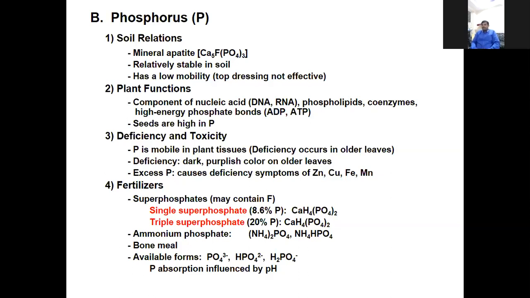Toxicity of certain elements causes deficiency of specific elements. This is called the antagonistic effect, which can be very well seen in phosphorus. So to correct the deficiency of phosphorus, we need to add certain fertilizers. You may know single superphosphate, double superphosphate, and triple superphosphate, which supply 16, 32, and 48% of P2O5. Then ammonium phosphate can be used as a phosphatic fertilizer. Bone meal can also be used as a phosphatic fertilizer.